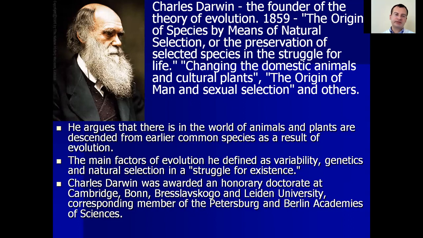Charles Darwin, the founder of the theory of evolution. He argued that everything in the world of animals and plants descended from earlier common species as a result of evolution. The main factors of evolution he defined as variation, heredity, and natural selection in the struggle for existence. Charles Darwin was awarded honorary doctorates at Cambridge, Bonn, Breslau, and Leiden universities, and was a corresponding member of the Petersburg and Berlin Academies of Science.